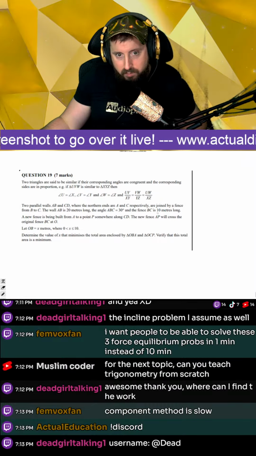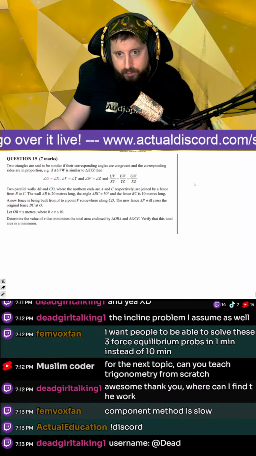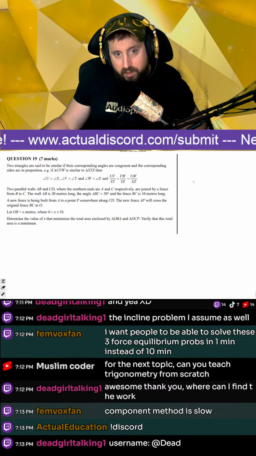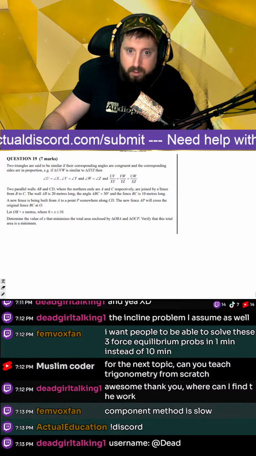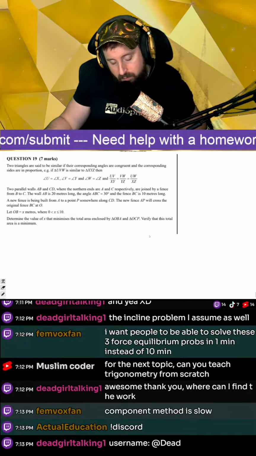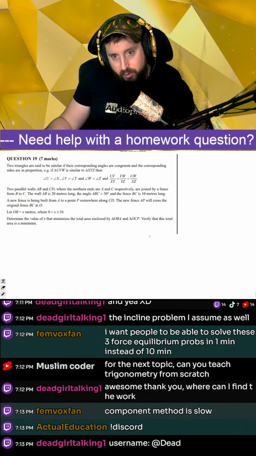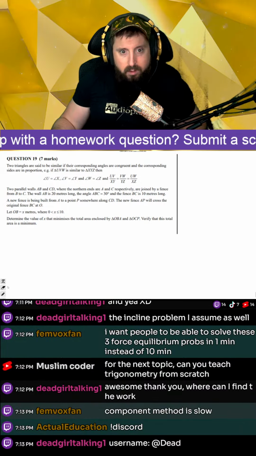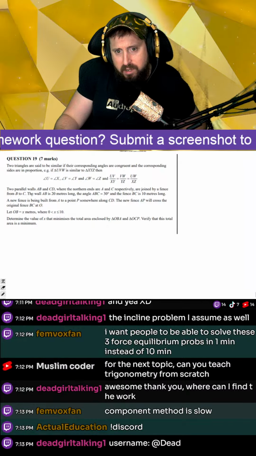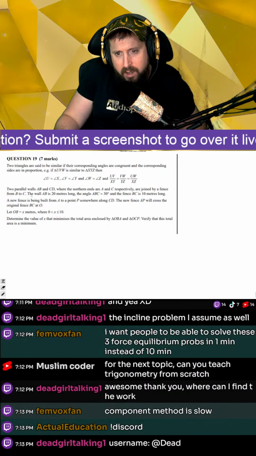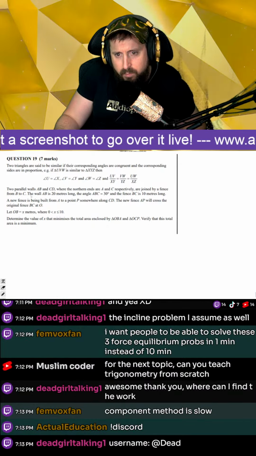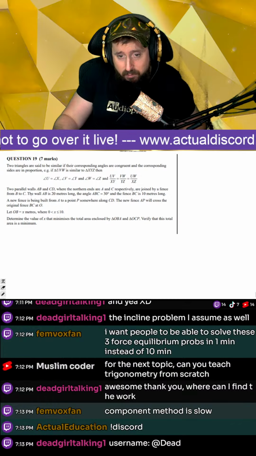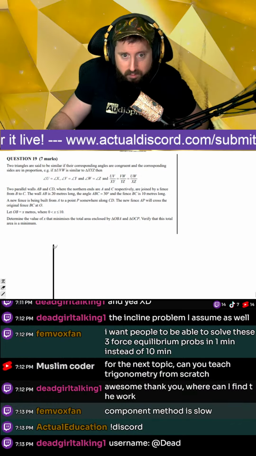Osage is asking: two triangles are said to be similar if their corresponding angles are congruent and the corresponding sides are proportional. Cool. Yes, these are similar triangles, I guess, right? Two parallel walls, AB and CD, where the northern ends are A and C. Okay, sir, let's do this. Sorry, let me draw this.